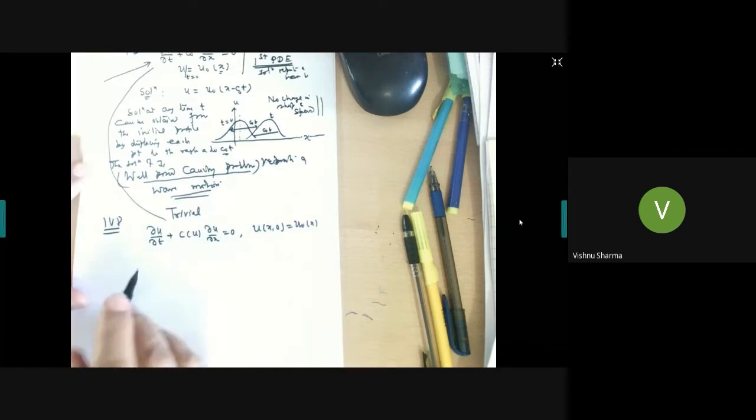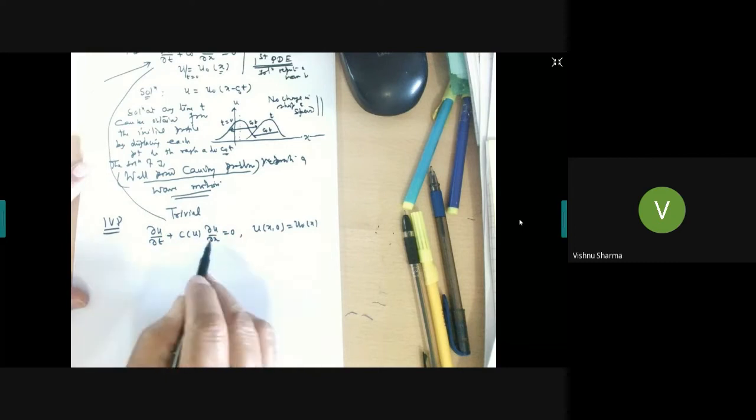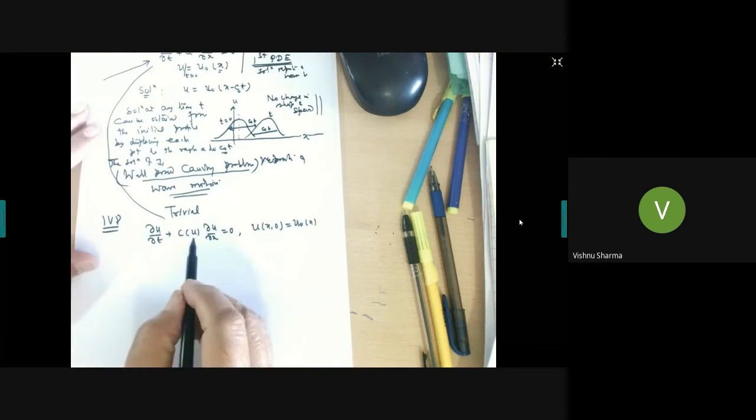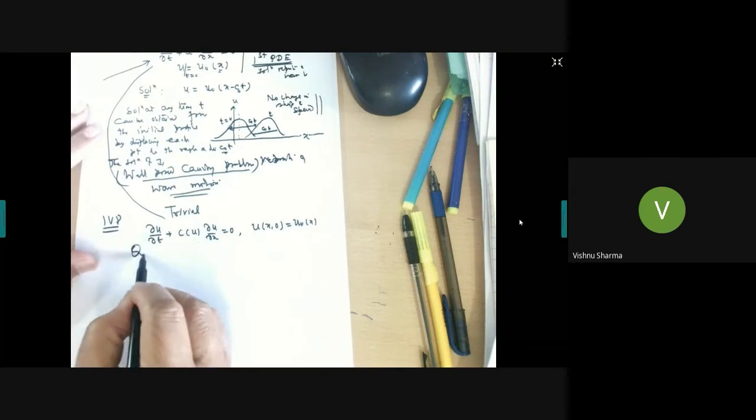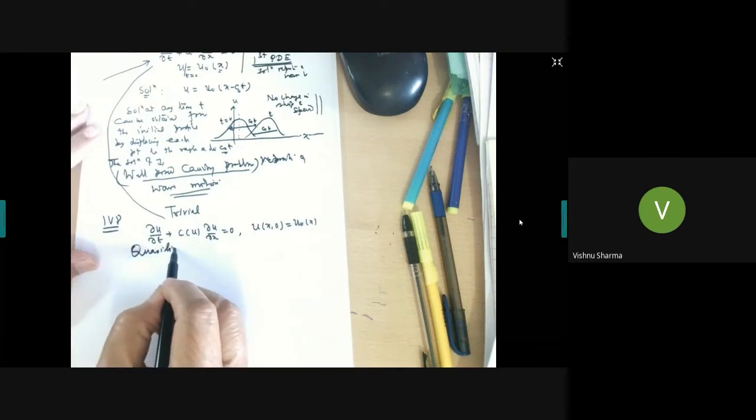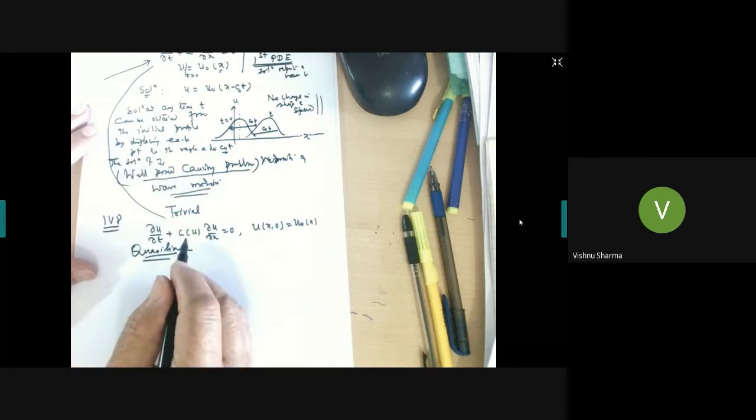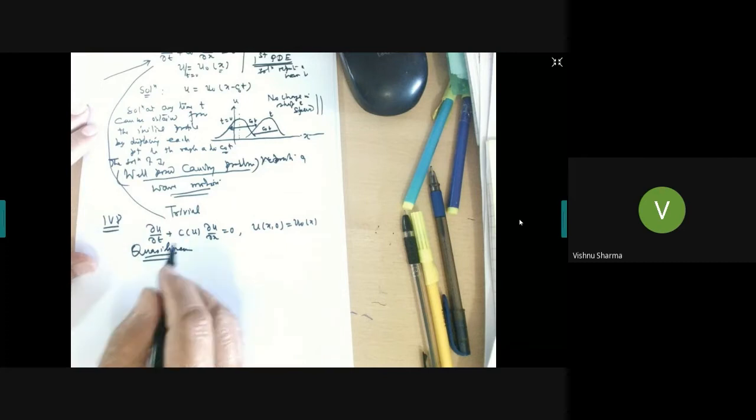So this is quite deceptive. This looks very simple, but it's not that. It's quite involved. But it is not linear, it is quasi-linear. So I will write it is quasi-linear. A great distinction between linear and quasi-linear. Can you tell me what are the characteristics of this equation?